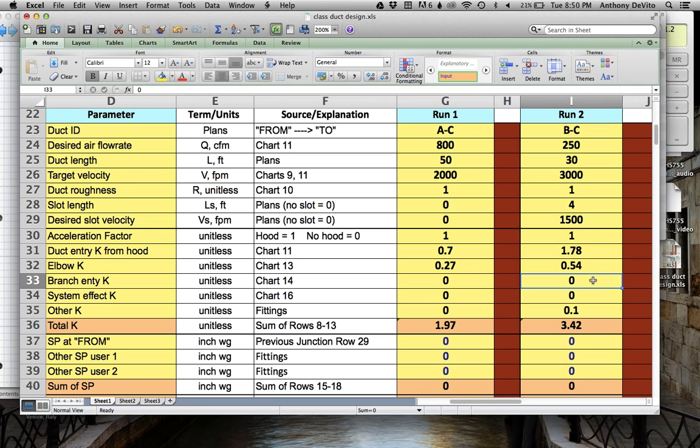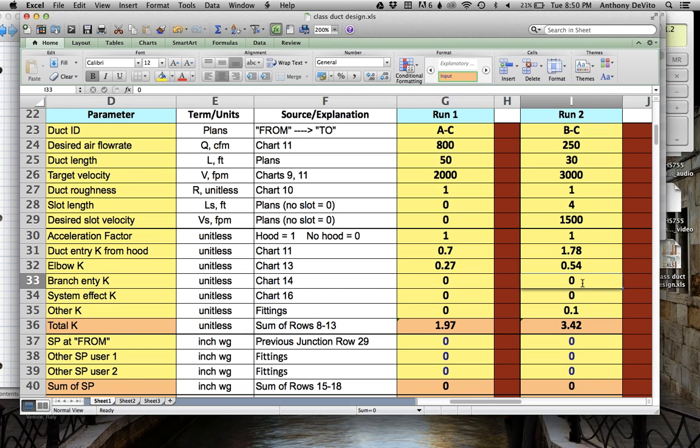Yeah, branch entry factor. What's the branch entry factor? Got another chart for that. Okay, if you look at chart 14, it shows you a typical branch entry. All of the losses are taken from the second hood that's joining the original branch, the main duct. So all of the losses are taken here. We don't put in a branch entry for the first hood. We put it in for the second hood.